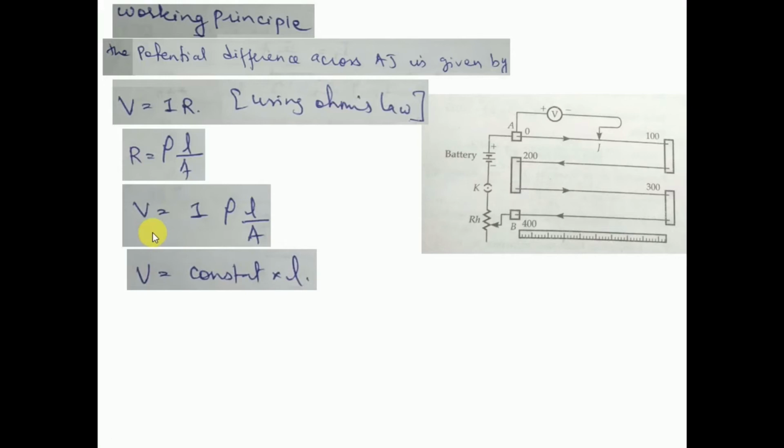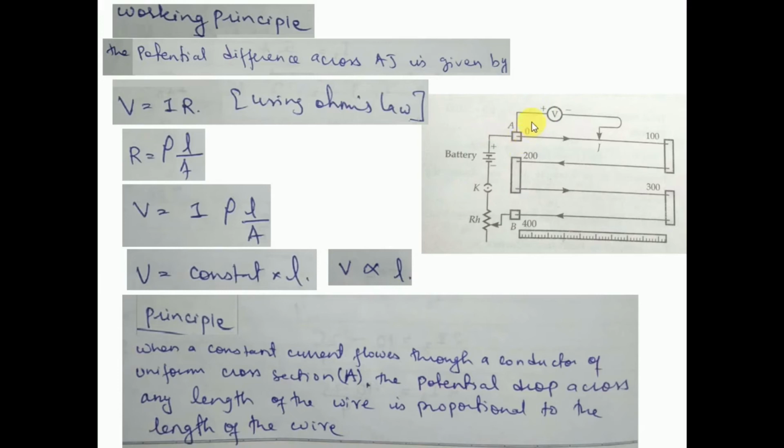In this equation, the current flowing through the potentiometer is constant, we are not changing it. The resistivity of the wire is not being changed, so this is also constant, and area is also constant. The only thing we are changing is length. So the other things I can write as a constant, so V is equal to one constant into length. Because the length is being changed, length is not a constant, so V is equal to constant into length, or we can write V is proportional to length. And this is the working principle. If you change the length of the wire, the potential between A and J will also change.